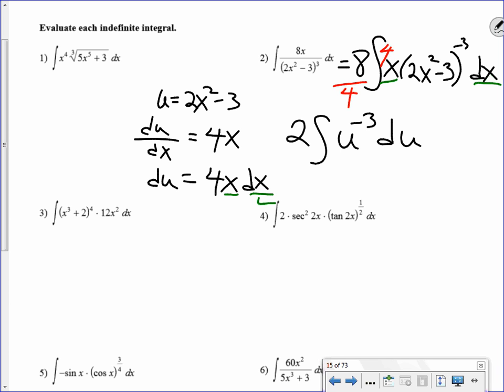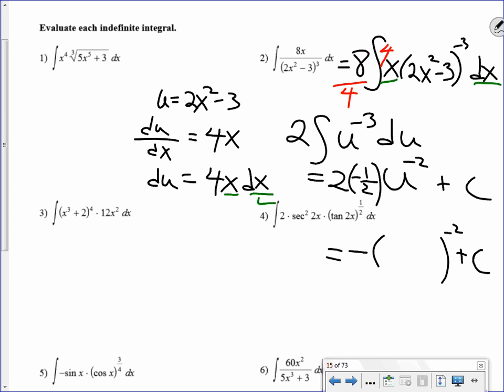We can integrate that. We're going to use our power rule. Let me just leave the 2 there. If you add 1 to the exponent, what do you get? -3, -2, and then you have to multiply by the reciprocal of the new exponent, -1/2. So we get, that's just -1, u to the -2 plus c.